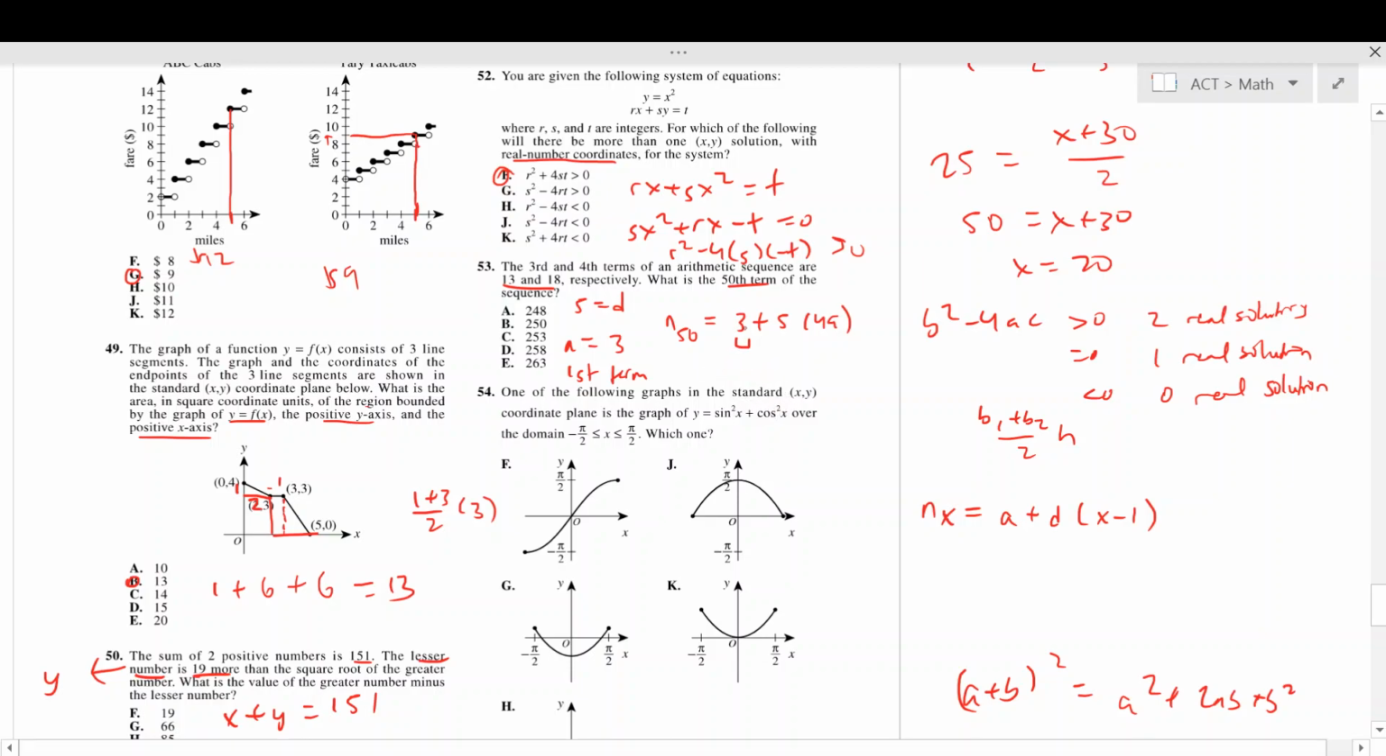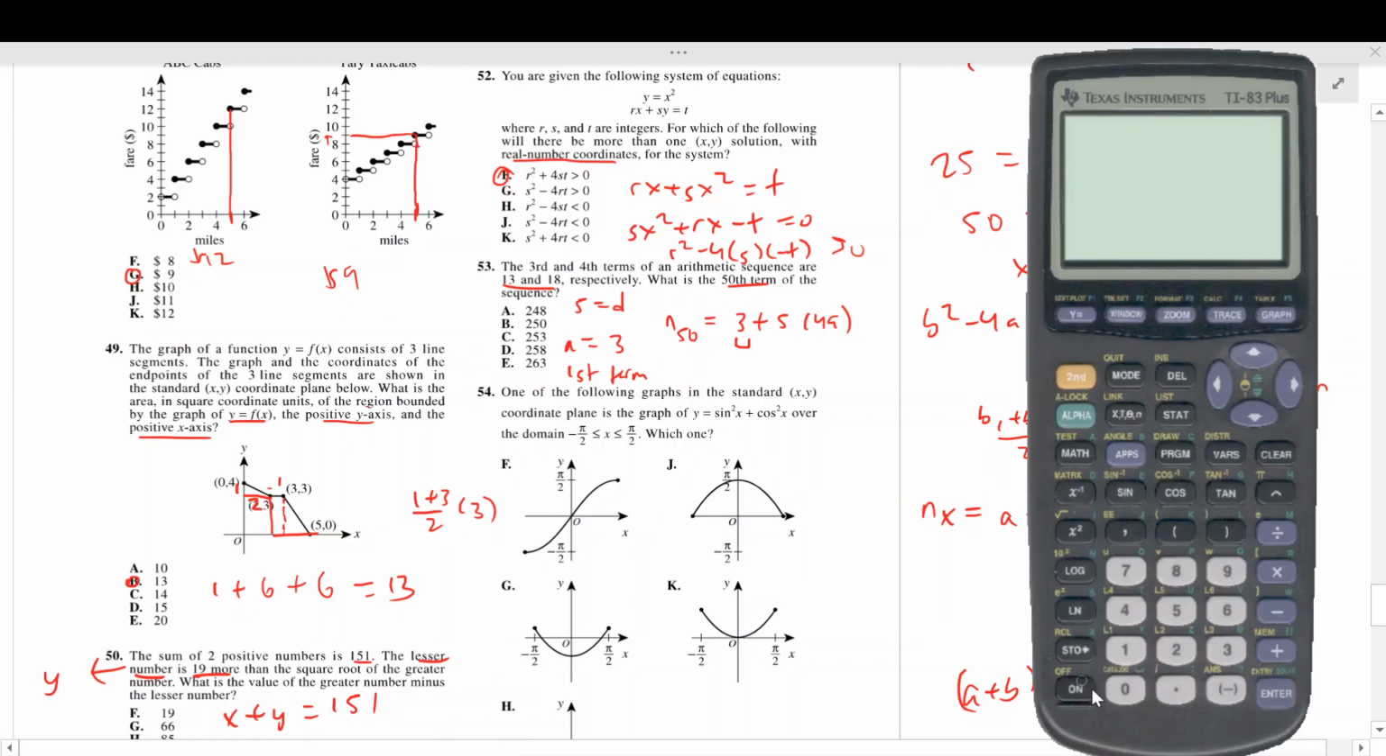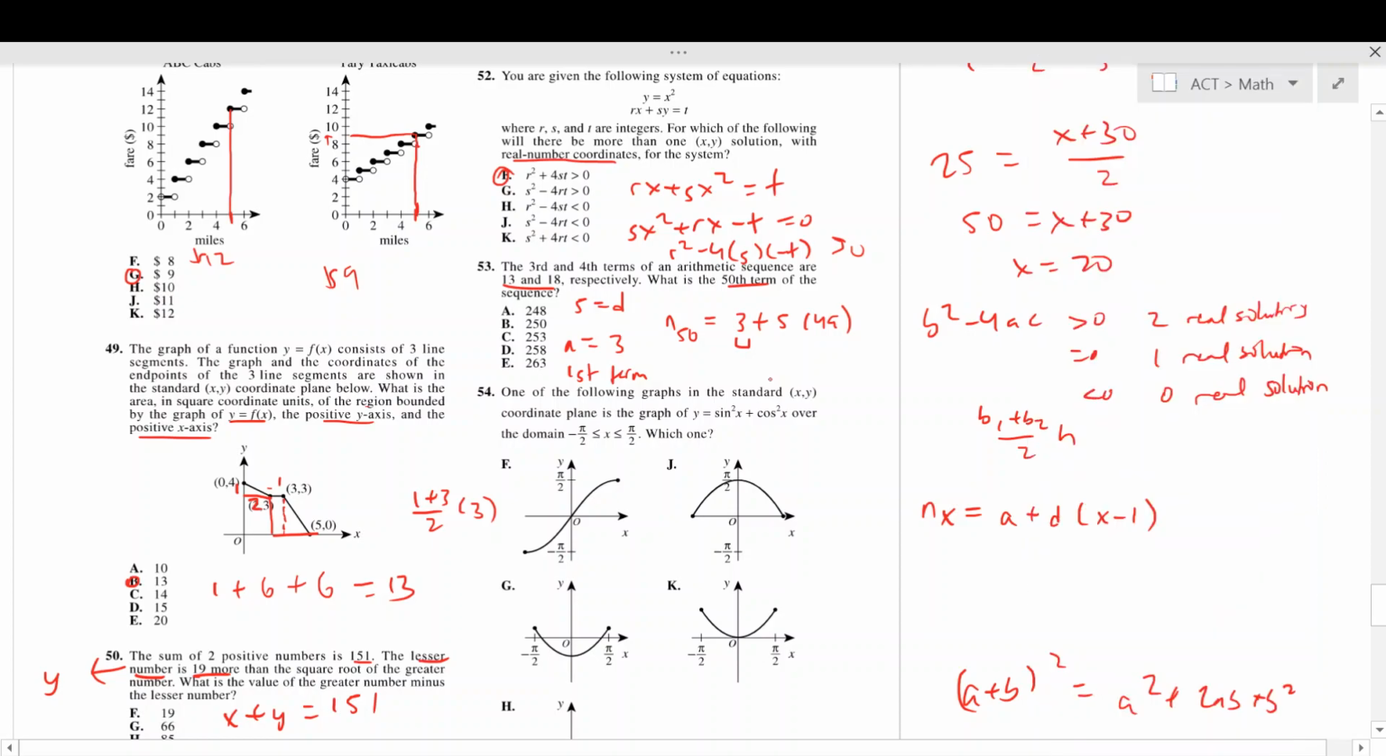All right, so let's just do the math here. Term 50 would be 3 plus 5 times 49. Let's put it on our calculator: the first term plus the common difference 49 times gets us to the 50th term, 248. And notice that 248 plus 5, which is the 51st term, 253, is also an answer choice, but that would be incorrect.